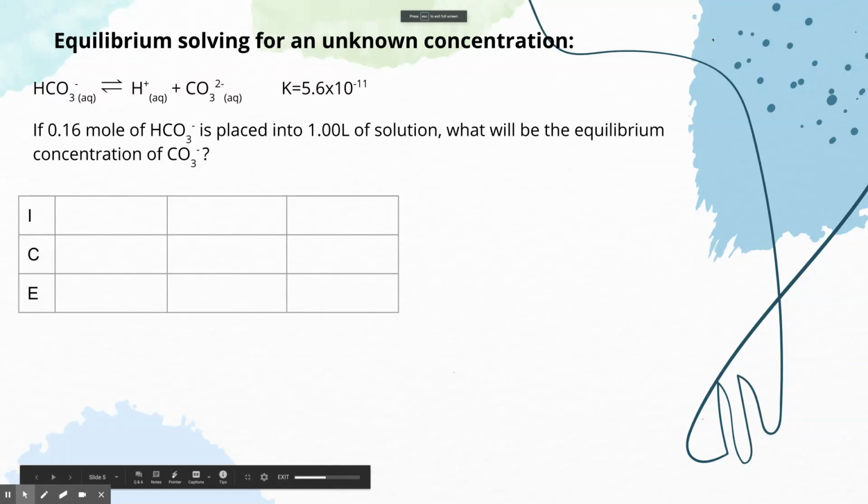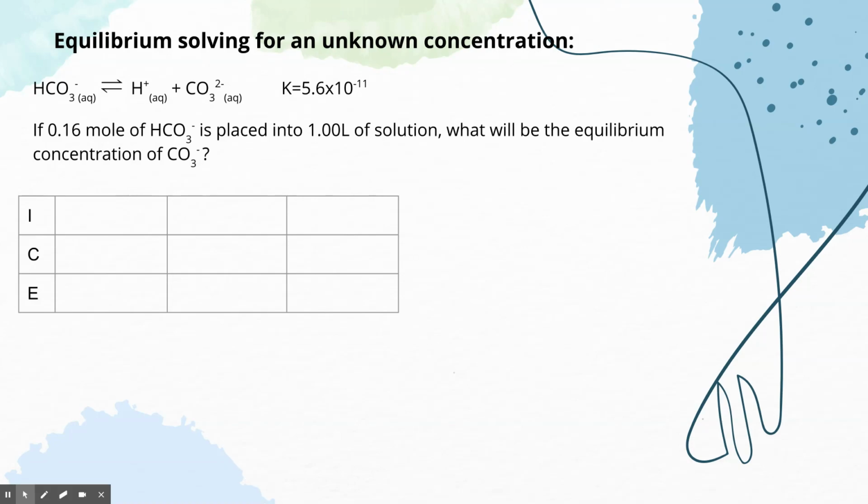All right, guys. So to solve this equation, the first thing we're going to do is fill out our ICE chart. I'm going to place all the things that we need right on top so that we know what they are. First thing we're going to write down is HCO3 minus, then the H plus, and then the CO3. Note that we checked all the states and all the states are aqueous, so everything goes into the problem.